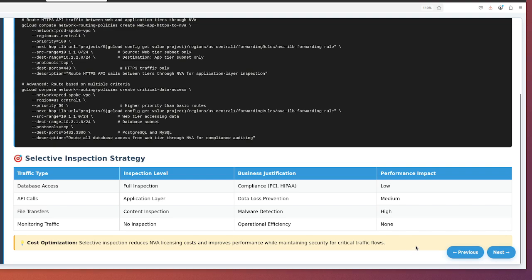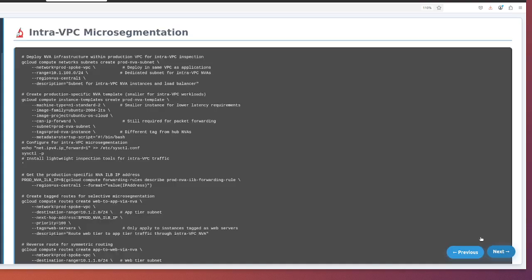From an exam perspective, remember that policy-based routes require regional internal load balancers and are more complex to manage than simple static routes, but they provide much more flexibility and granular control.